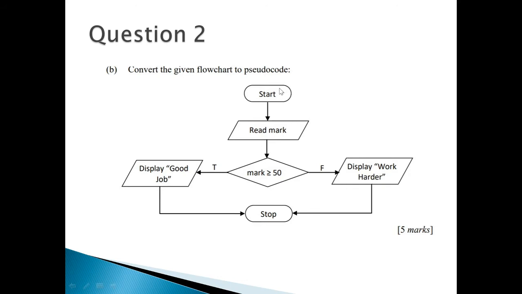So we start with start. After that, indentation, and then input or read marks. Okay, after that, go to selection. If mark is greater than or equal to 50, then when it's true, display good job. When it's false, display work harder. So use the if and else, and then go to stop.